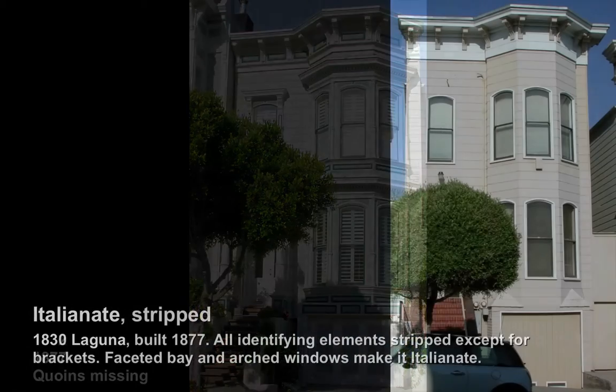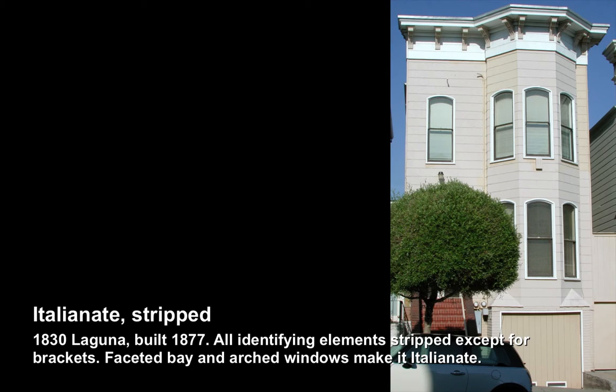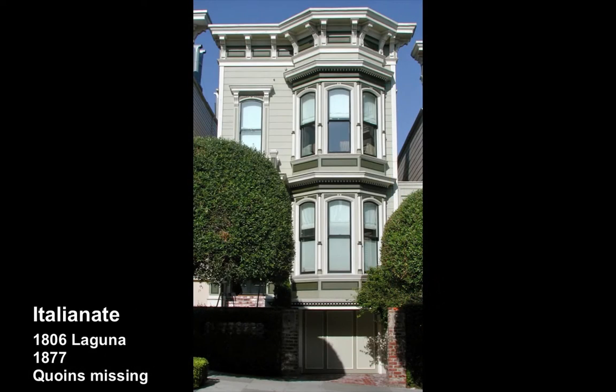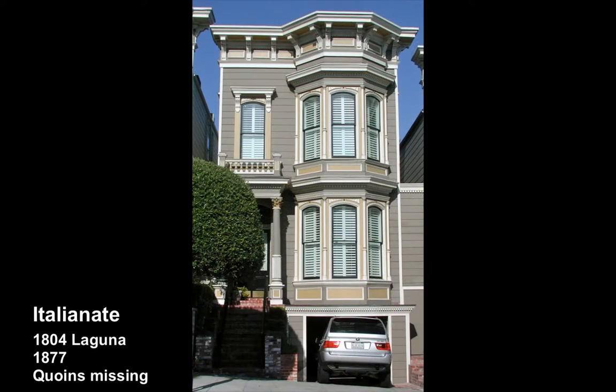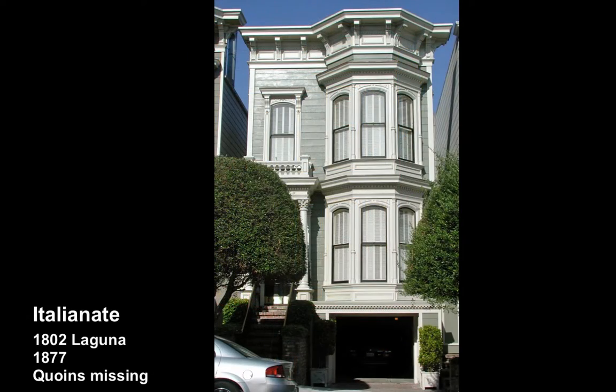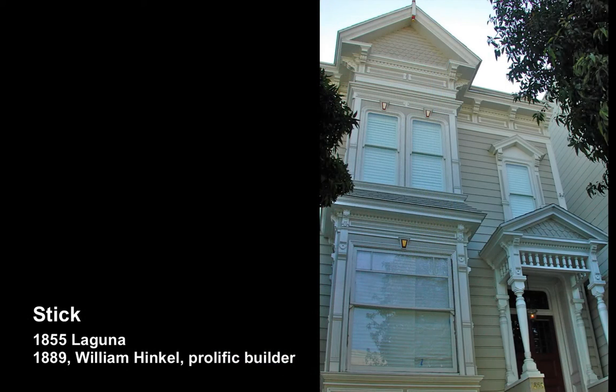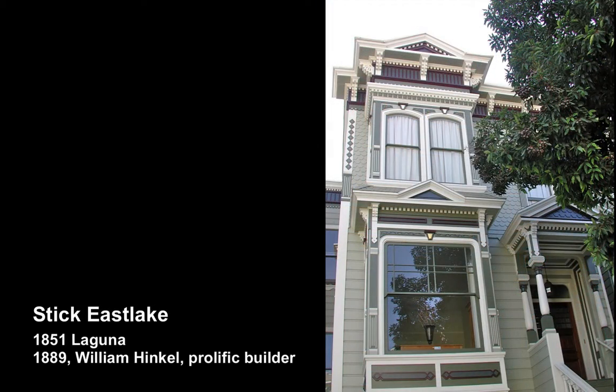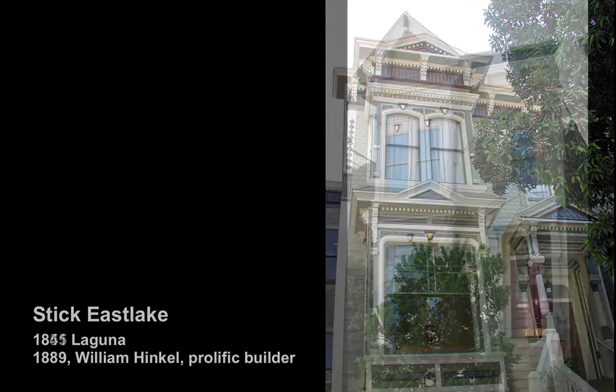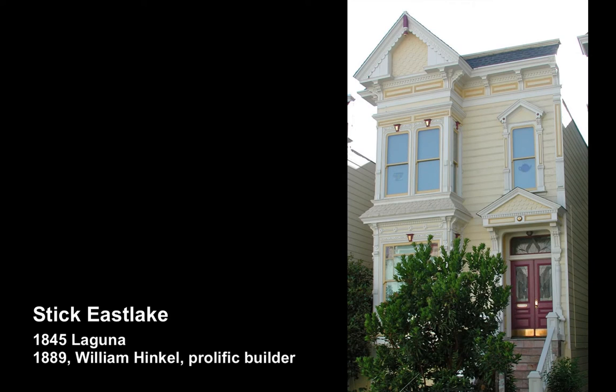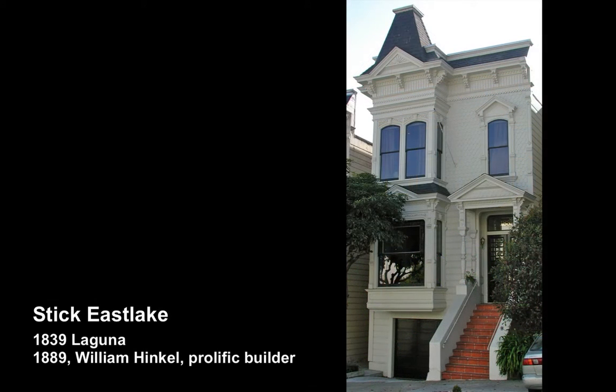Here in the Italianates, whether it's stripped or full, they do come together, but when it gets to the stick Eastlake styles, especially the builder Hinkle, he just did not know when to quit, and more stuff thrown at the building, I guess, more curb appeal, hence better. Here's an example, 1889. The very end of the stick Eastlake style, which ends in 1890. And here Hinkle, it just goes all out.